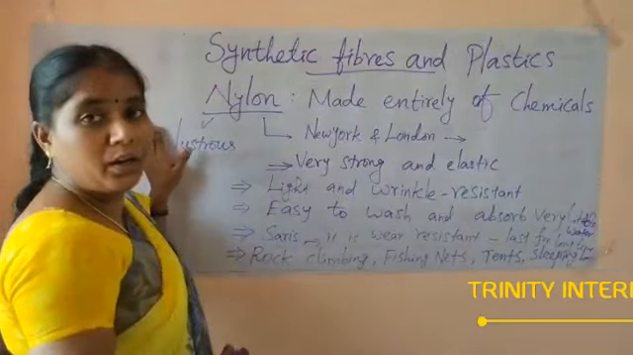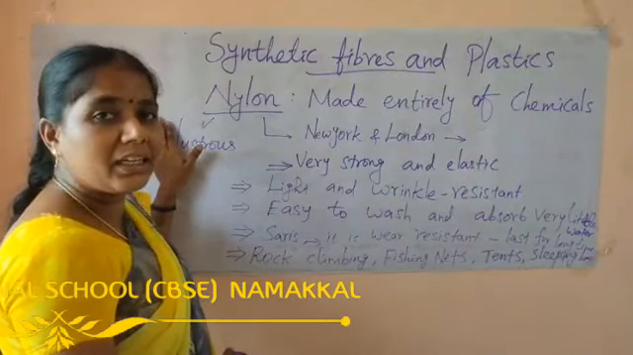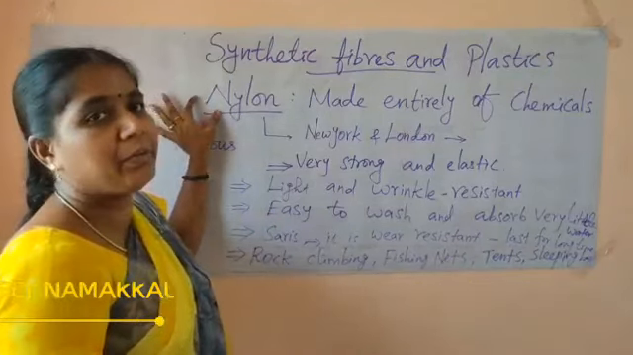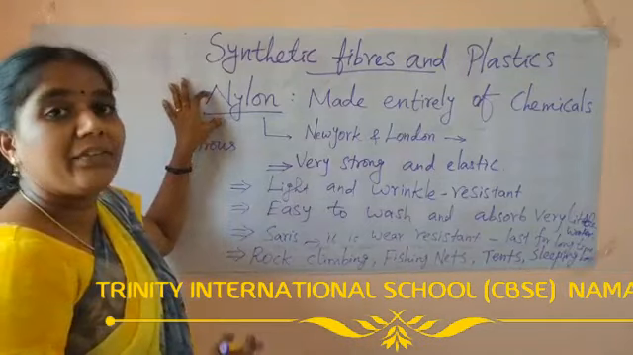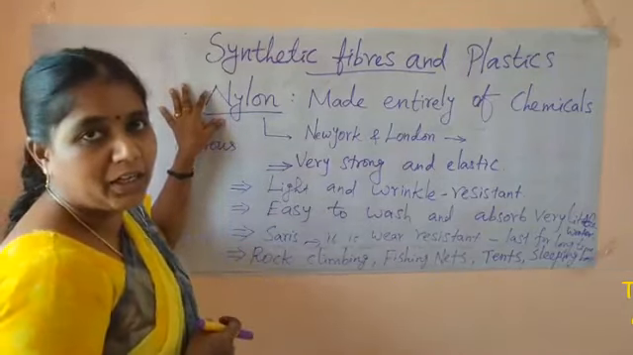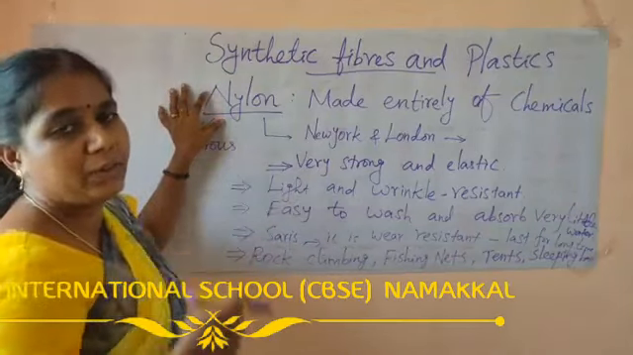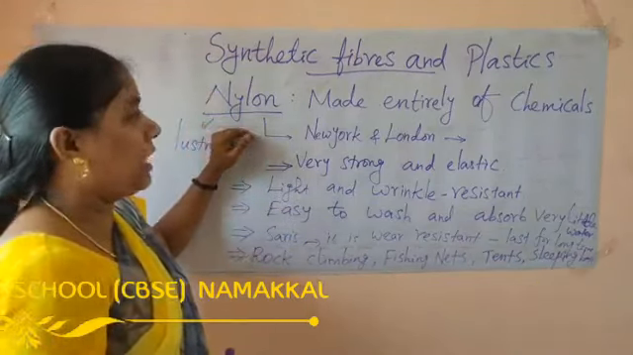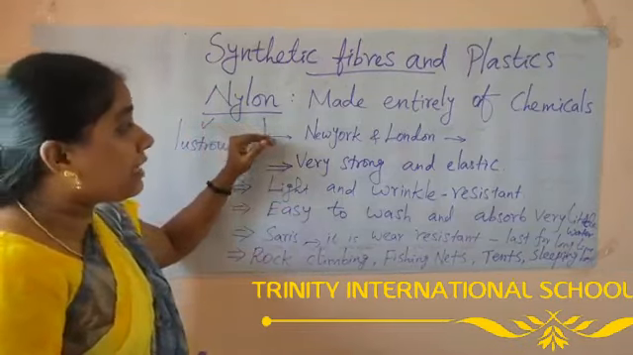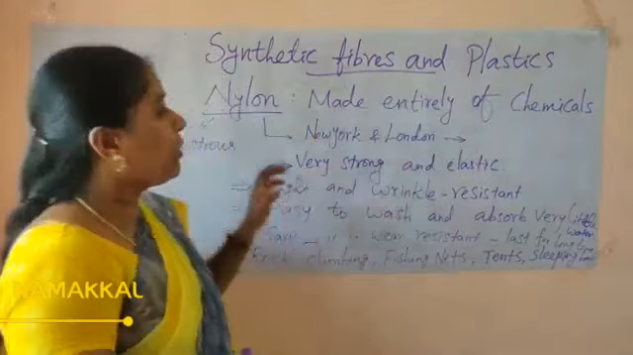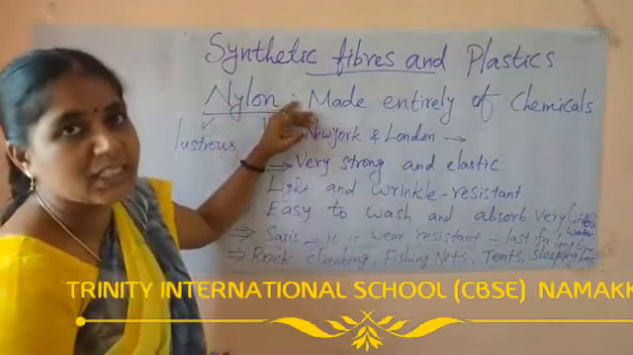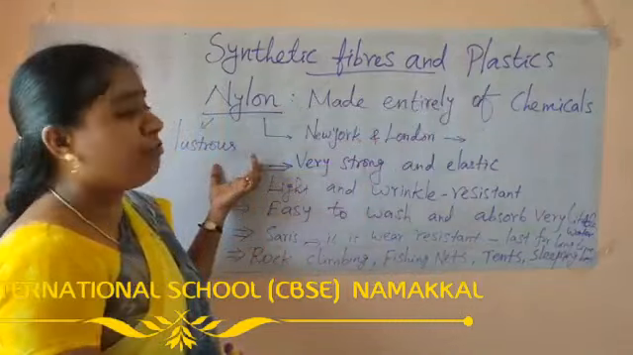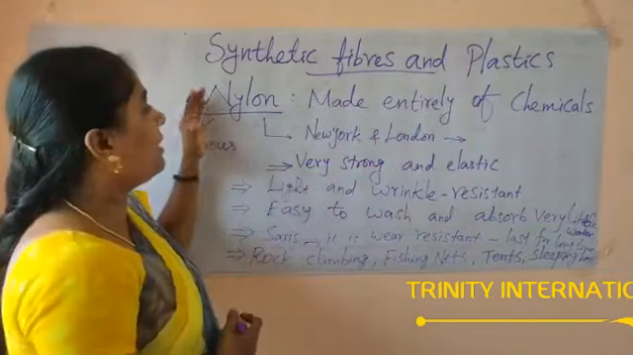Okay children, now we are going to discuss our next synthetic fiber. It is nylon. See here, nylon. This is one of the synthetic fibers. Rayon, which we already explained, is a semi-synthetic fiber because rayon is made with the help of a plant material, that is wood pulp. But nylon is made entirely with the help of chemicals. So nylon is the first synthetic fiber to be made entirely of chemicals. This is a fully man-made synthetic fiber, called nylon.